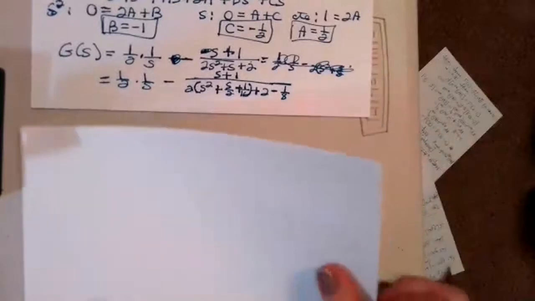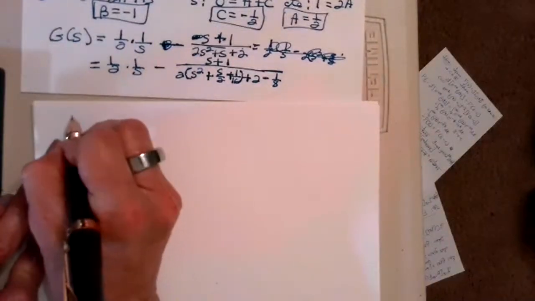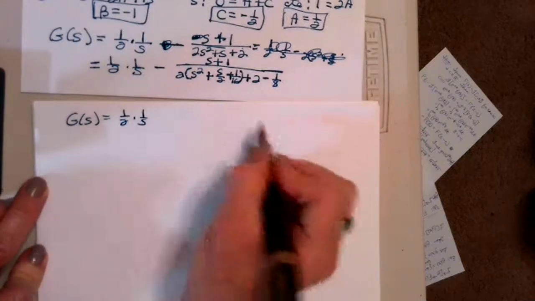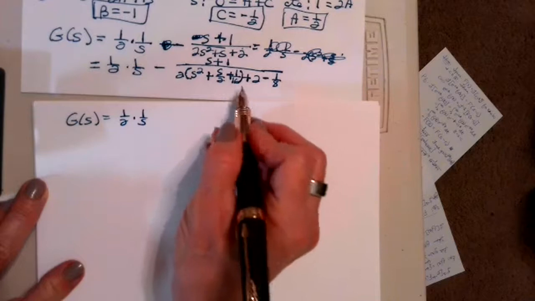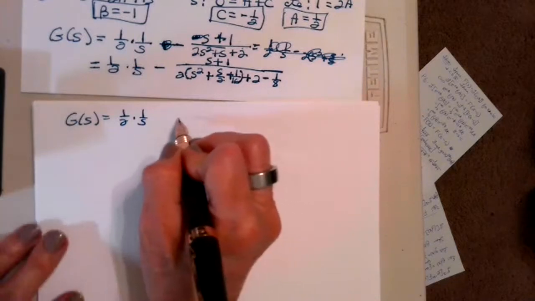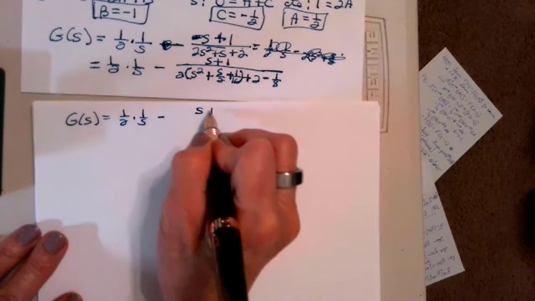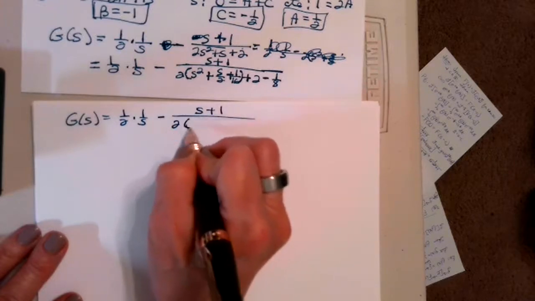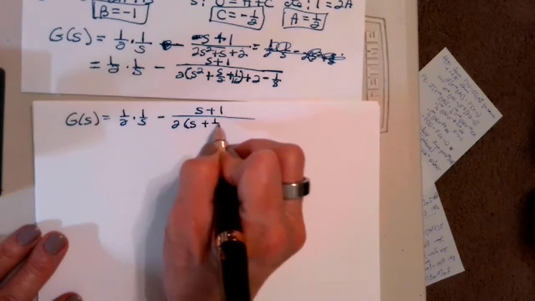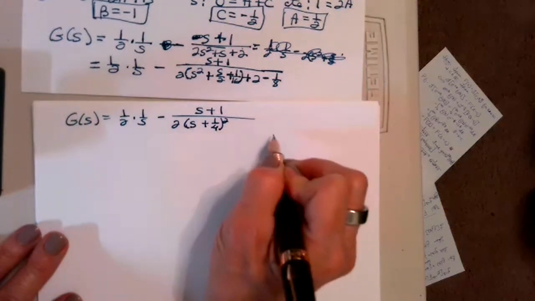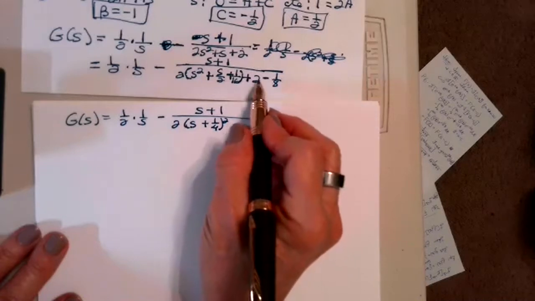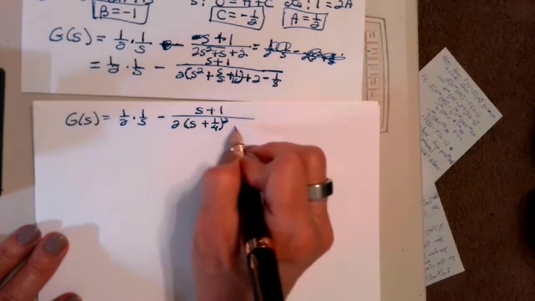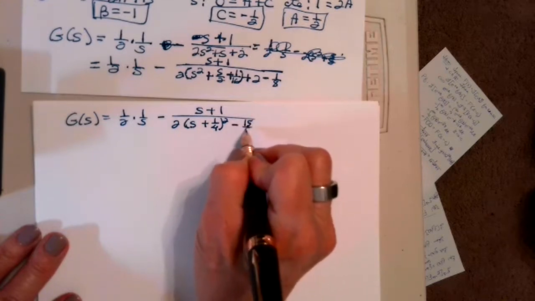Then that gives me g of s. We still have the 1 over 2 times 1 over s. And now what do we have here? So, excuse me, this is going to be s plus 1 over 2 times, this is s plus 1/4 quantity squared. And that's 16 over 8 minus 1 over 8 is minus 15 over 8.